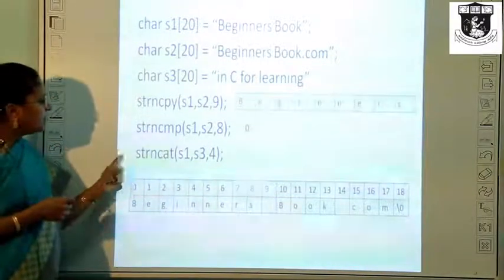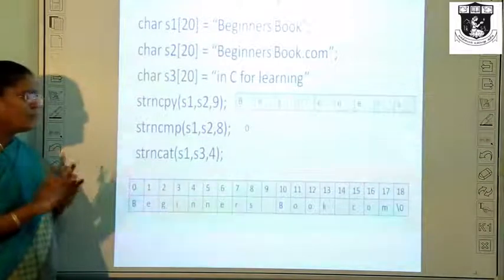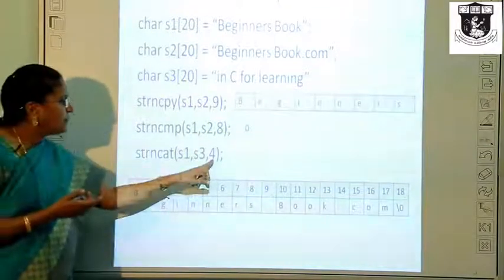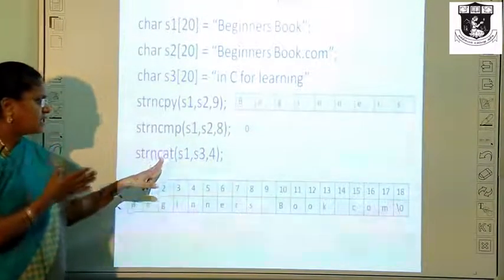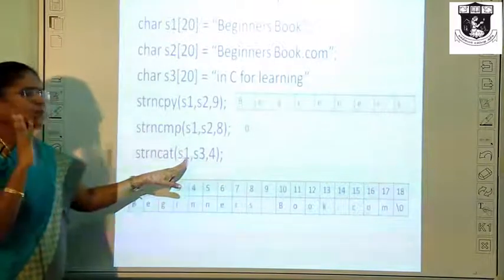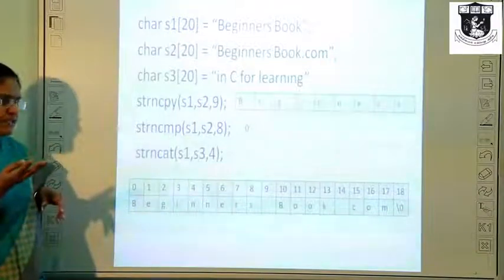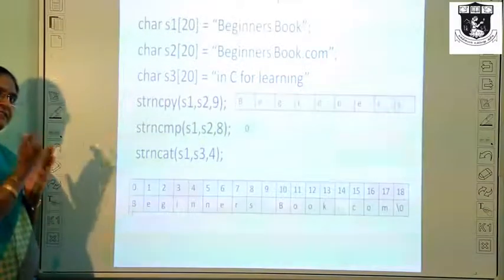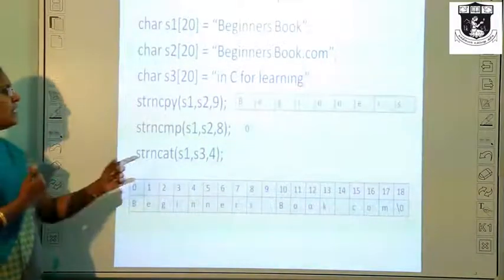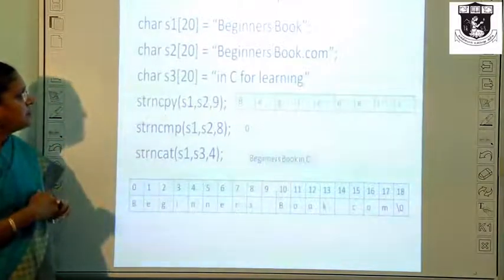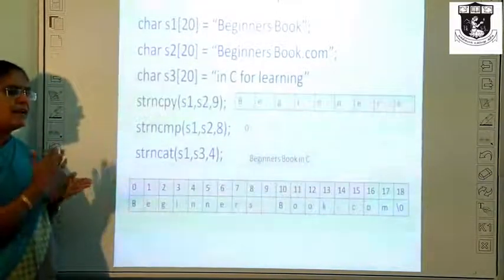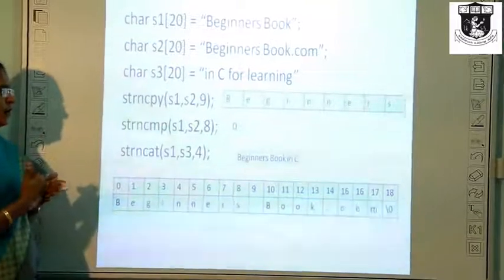The next one, when you are going to concatenate, how many characters you are going to concatenate is 4, which means S1 is concatenated from S3. From S3 you are going to take only 4 characters. So 1, 2, 3, 4. The first 4 characters will be taken and concatenated, which means it will be added at the end of it, and the answer will be like this: "Beginner's book in C". So it is concatenating, which means adding at the end of it.